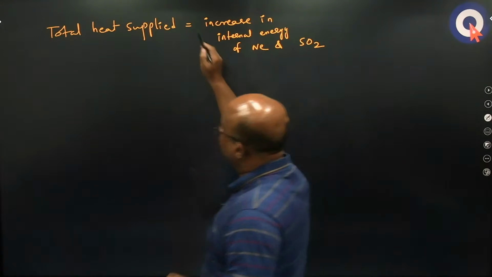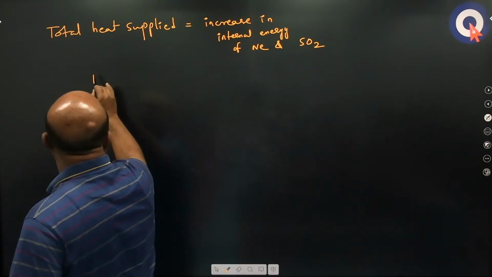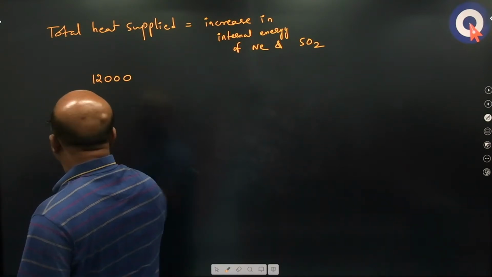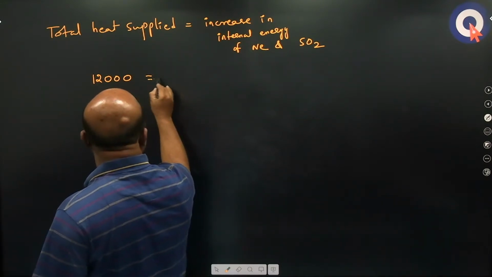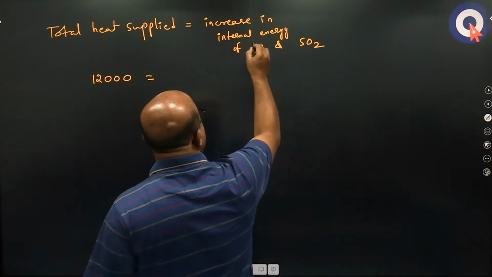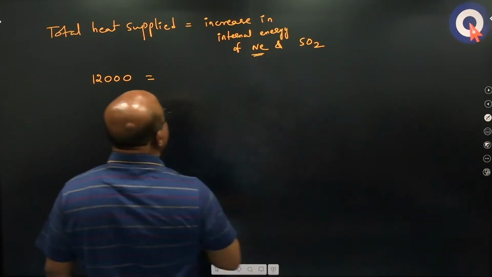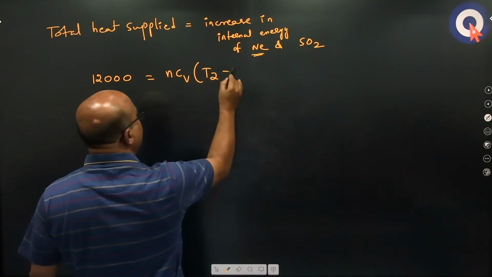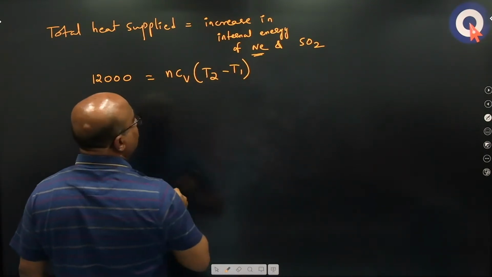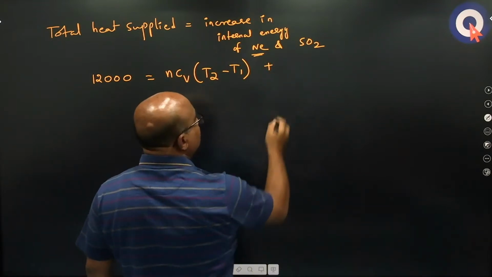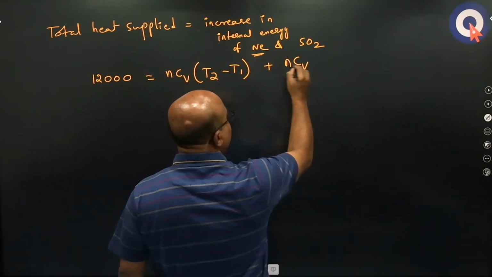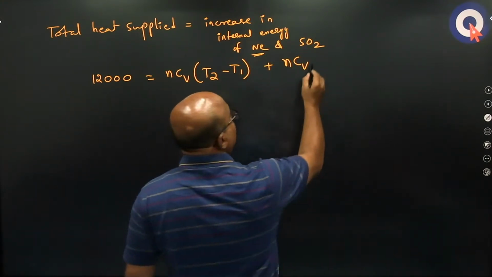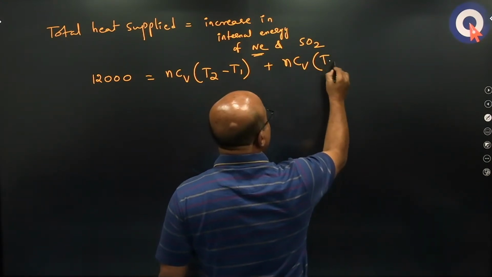So the total heat that is supplied is 12 kilocalories, which is 12,000 calories, which should be equal to the increase in internal energy of neon, which is nCV (T2 minus T1) for neon, plus nCV (T2 minus T1) for SO2, because for the two gases the CV value is different.